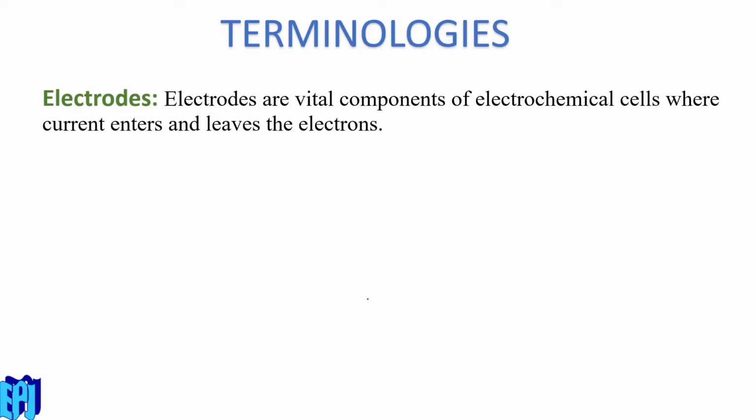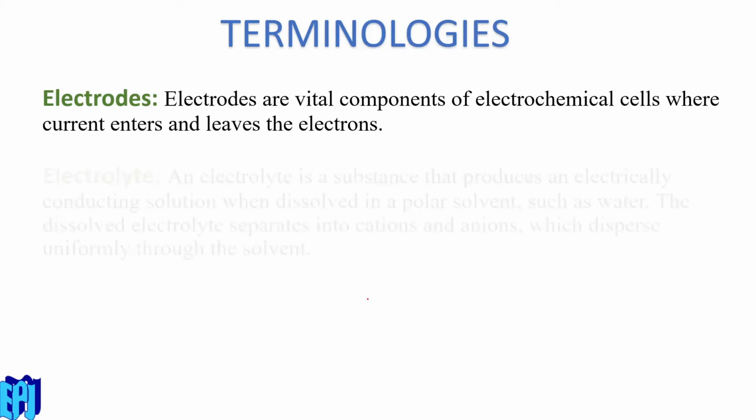Electrodes are the vital components of electrochemical cells where current enters and leaves. That's it. So it's a vital part, the main component, where the transfer of electrons or current happens.